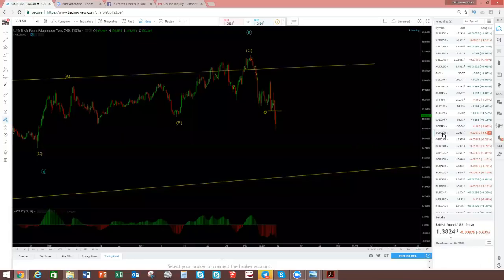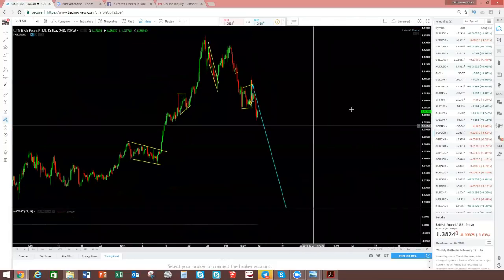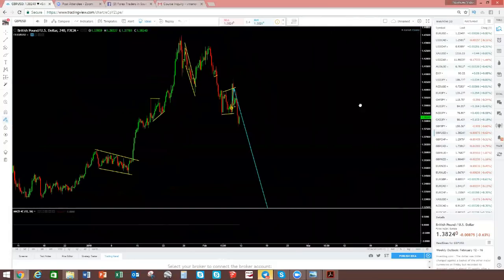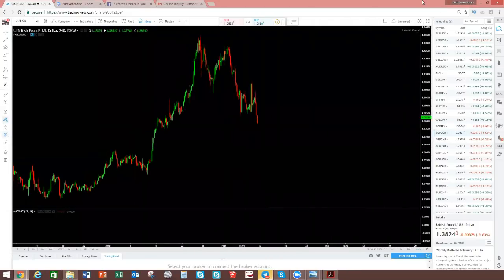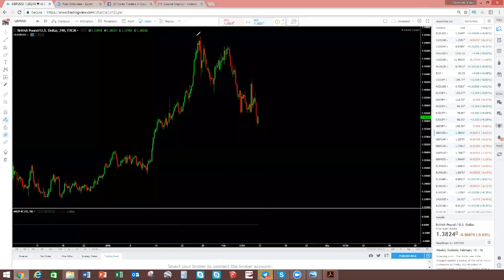Pound US dollar. I showed you how we traded pound US dollar right from the beginning. Switch off everything there. What we have here is 1, 2, 3. You get a correction there. That's the correction that we forecasted before the interest rate announcement.